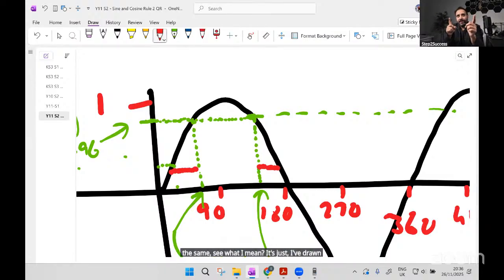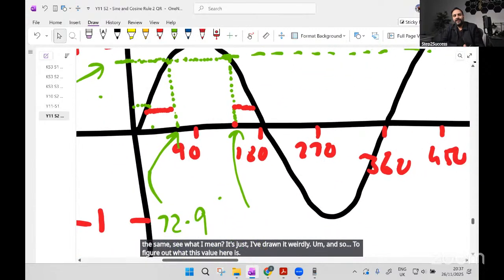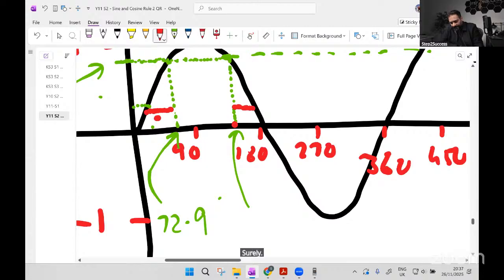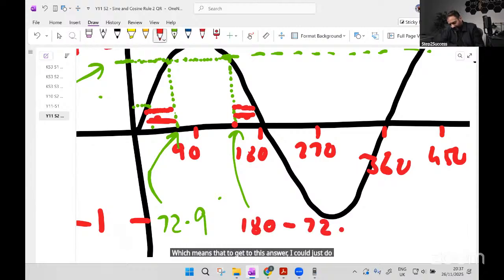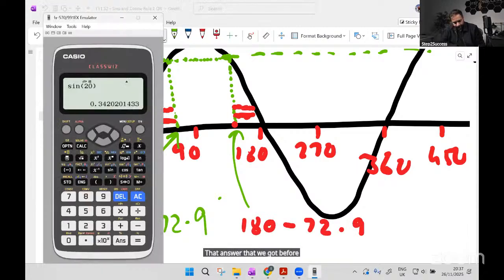To figure out this value, it's the same distance before 180 as this was from 0. So if this gap was 72.9, this gap is 72.9, which means to get to this answer, I could just do 180 minus the answer we got before, which is 107.1.